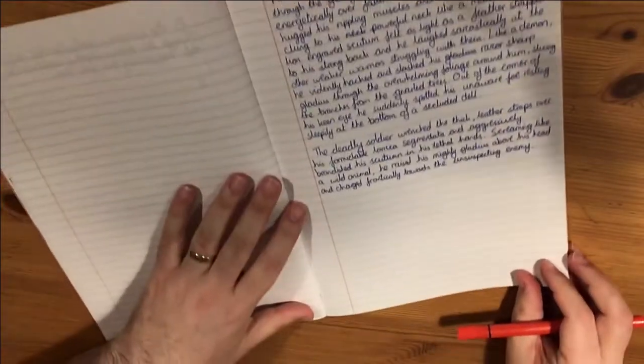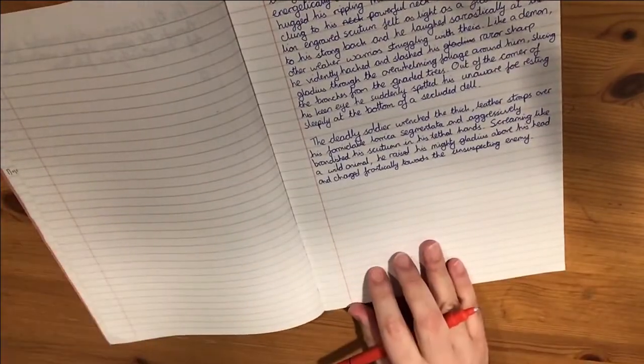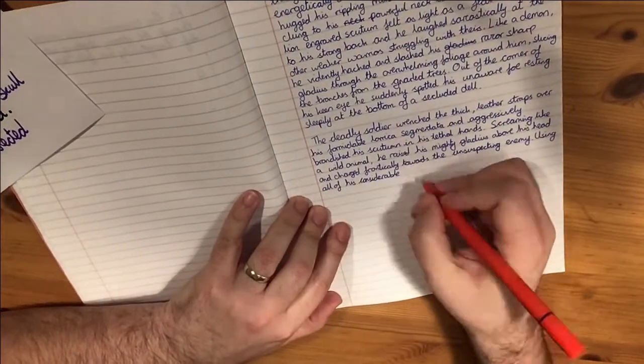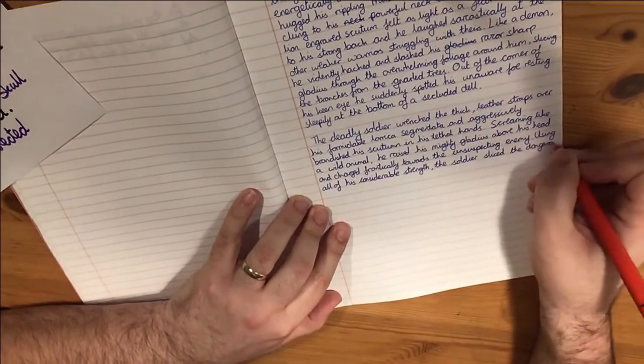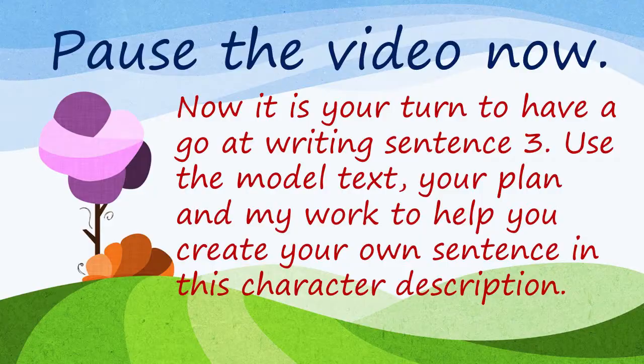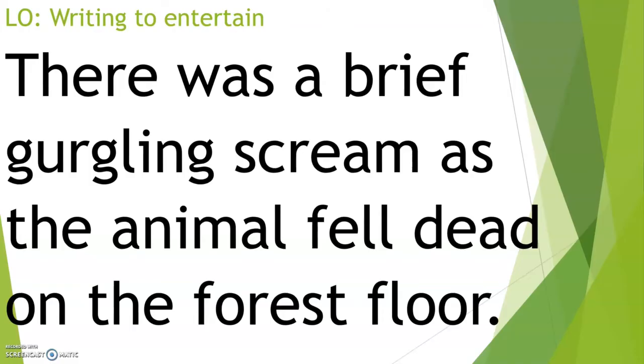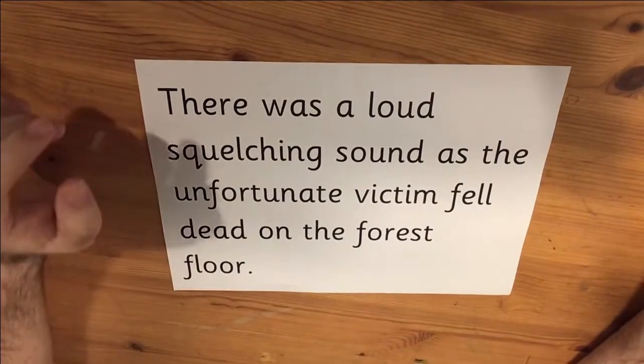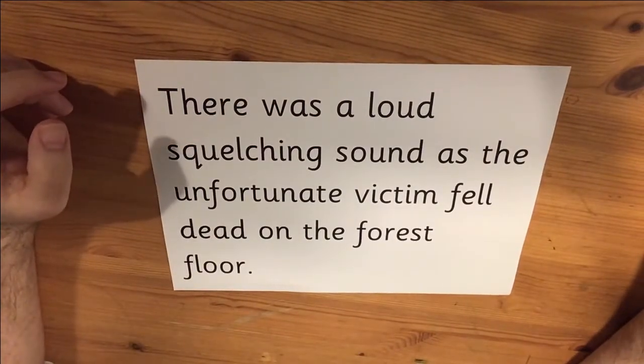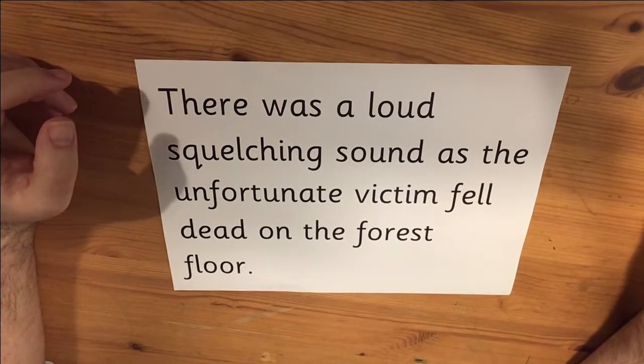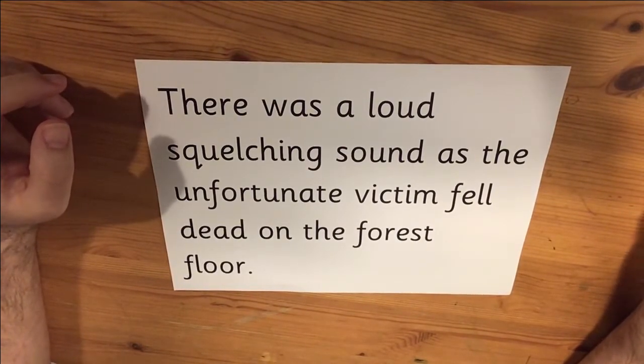So as before, I'm now going to add this to my paragraph. In the fourth sentence, the original said, there was a brief gurgling scream as the animal fell dead on the forest floor. So from that sentence I made, there was a loud squelching sound as the unfortunate victim fell dead on the forest floor. So I'm going to try and make that sound better.